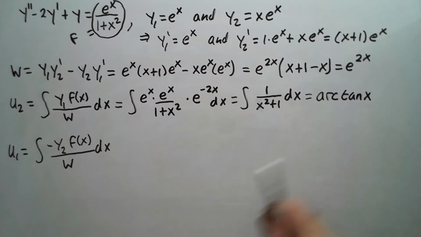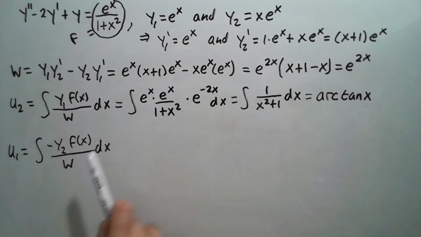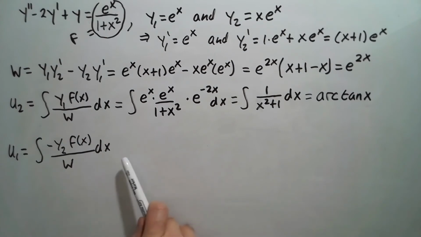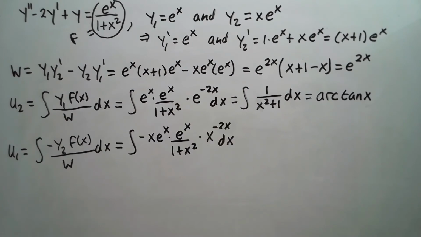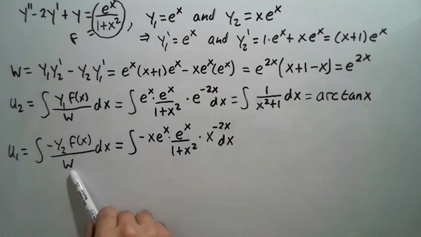Okay, now let's find our u1. That's going to be minus y2. y2 is x e to the x times my f, which is this, divided by the Wronskian. So let's plug these in. Again, our y2 is x e to the x, so it will be minus x e to the x times my f, e to the x over 1 plus x squared from up here, and then divided by my Wronskian.